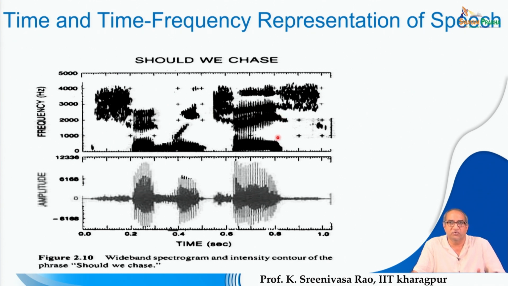And so with this information, in the following slides we will discuss what will be the acoustic phonetic characteristics or representation in time and frequency domains for individual sounds or groups of sounds. We will see one after another.